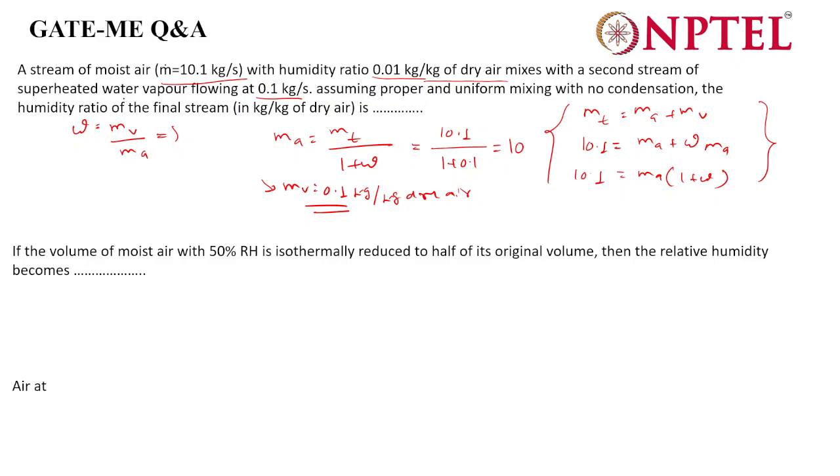The second stream of superheated water vapor is flowing at 0.1 kg per second. Initially 0.1 is there, and again 0.1 is coming and mixing here. So assume proper and uniform mixing with no condensation. The humidity ratio of the final stream is... So now what is the total mass of water vapor? 0.2, and dry air is only 10. So it will become 0.02 kg of water vapor per kg of dry air.